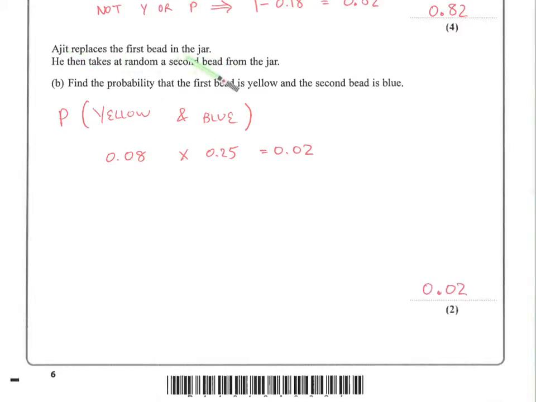Ajit replaces the first bead in the jar. He then takes at random a second bead from the jar. Find the probability that the first bead is yellow and the second bead is blue. Well, if he replaces the bead back in the jar, actually the probability hasn't changed when I pick my second bead. So probability of yellow and then probability of picking blue, and rather than or, probability and means multiply. So probability of picking yellow 0.08 multiplied by 0.25, which equals 0.02.